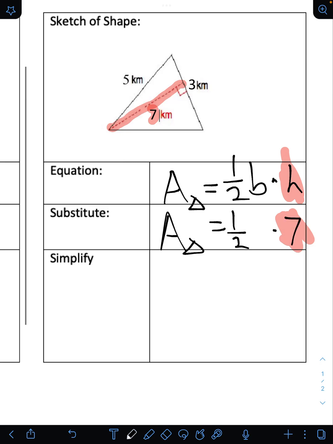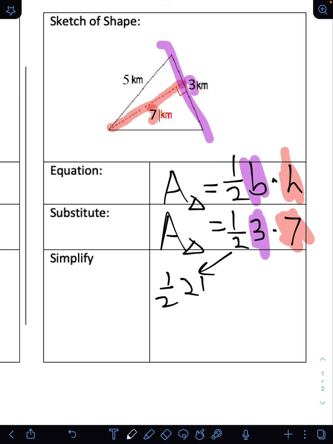If our height's 7, then the base connects to that at 90 degrees. There you go. So that means our base is going to be 3. So that's 1/2 of 21. Oh my gosh, I don't want to do decimals. I just have to do 21 divided by 2, right? Well, not necessarily.